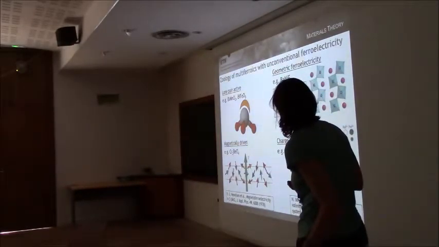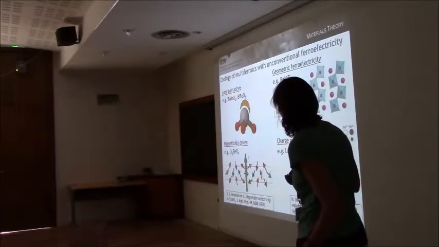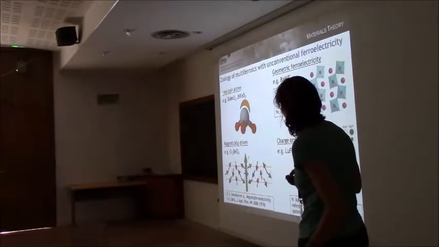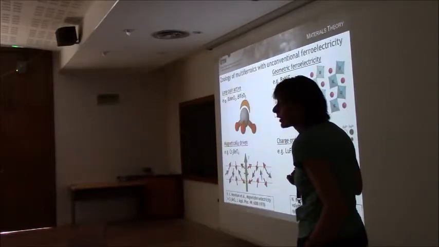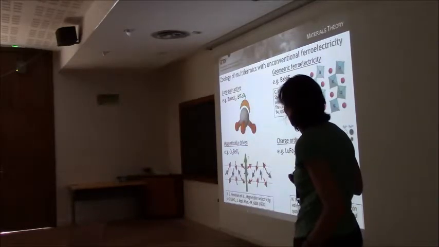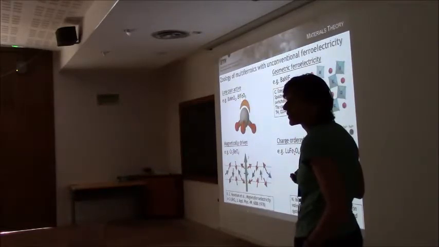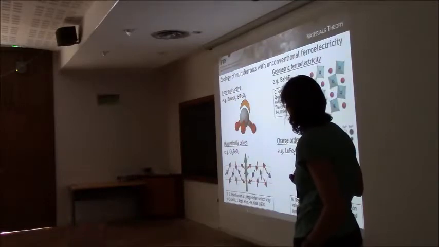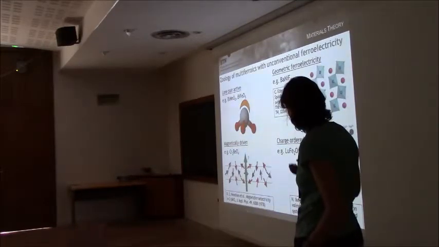Okay, so the first trick is using what's called a stereochemically active lone pair. And this happens, I know that I heard many of you say you're working on bismuth iron oxide. This is what happens in bismuth ferrite. The iron, of course, is magnetic. It has 5 3D electrons, so it doesn't like to be ferroelectric. But the bismuth has what's called a lone pair of electrons.